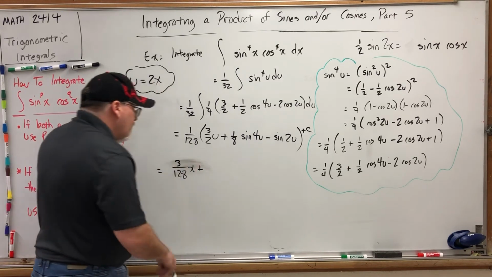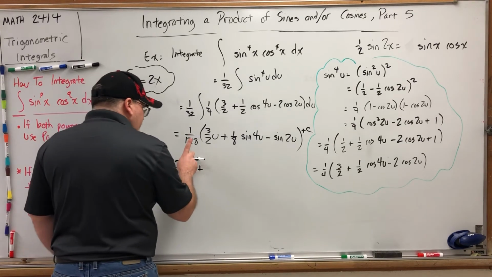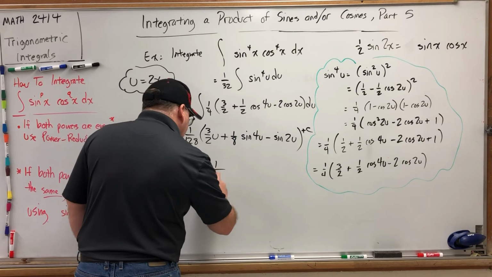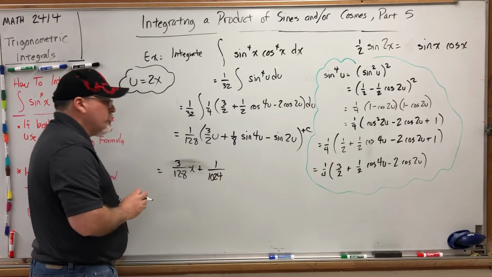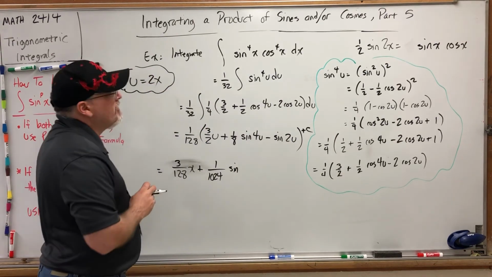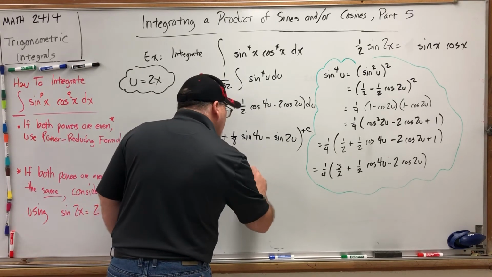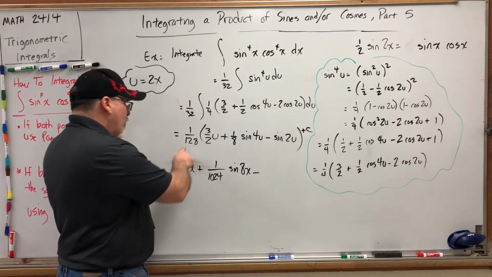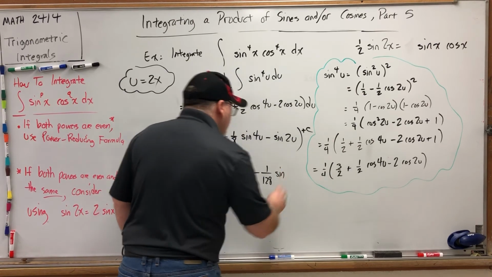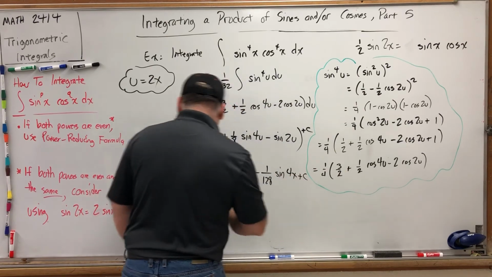plus 1/128 times 1/8, that's 2 to the 7th, that's 2 to the 3rd, so it's going to be 1 over 1024. I know my powers of 2. Sine of 4u. Well, what was u holding the place of? 2x, so 4 times 2x is 8x, minus 1/128 sine of 2u, u is 2x, so 2 times 2x is 4x, plus c.